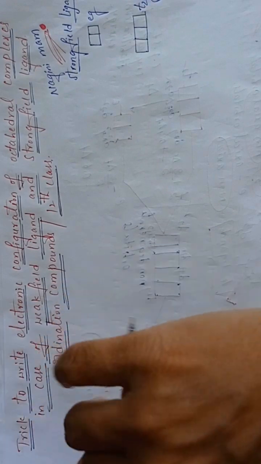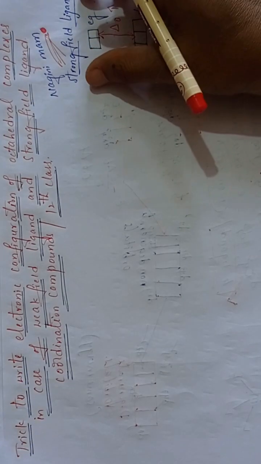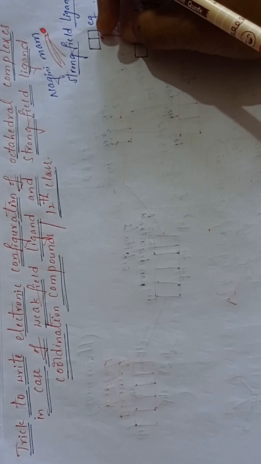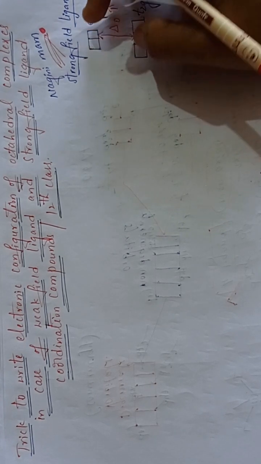EG. Now here in the case of strong field ligand, you remember the splitting is more. So from here to here is delta naught, and this delta naught value is more. In the case of strong ligands, the energy gap between the two split orbitals will be more. Delta naught value is more. You remember this trick, then you can easily write the electronic configuration.